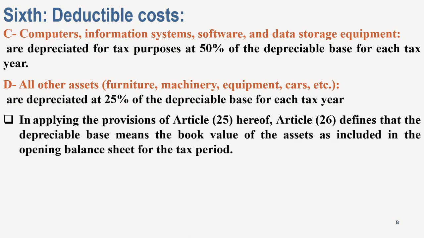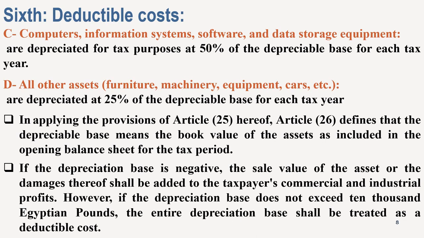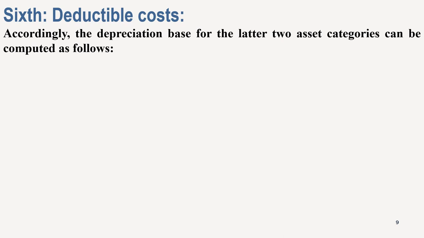In applying the provision of Article 25, Article 26 defines that the depreciable base means the book value of the assets as included in the opening balance sheet for the tax period. If the depreciation base is negative, the sale value of the assets or the damages shall be added to the taxpayer's commercial and industrial profits. However, if the depreciation base doesn't exceed 10,000 Egyptian pounds, the entire depreciation base shall be treated as deductible costs. Accordingly, the depreciation base for the latter two asset categories can be computed as follows.